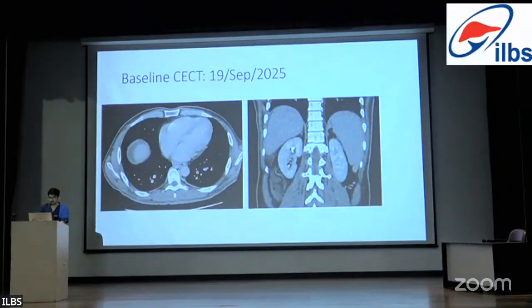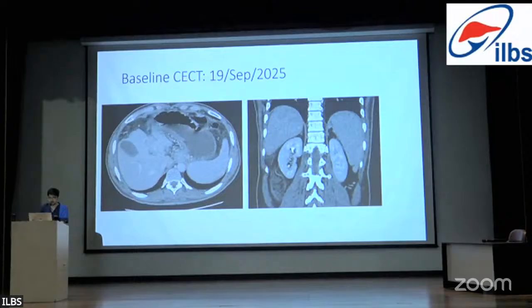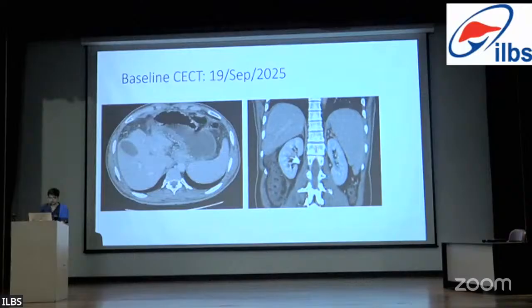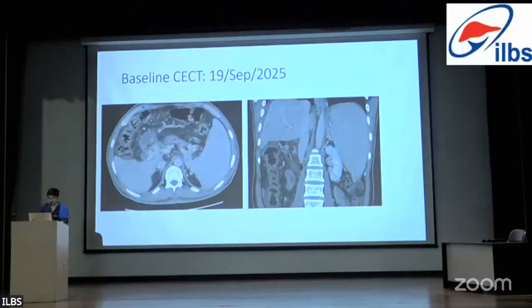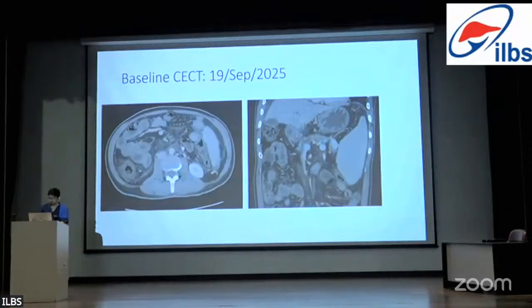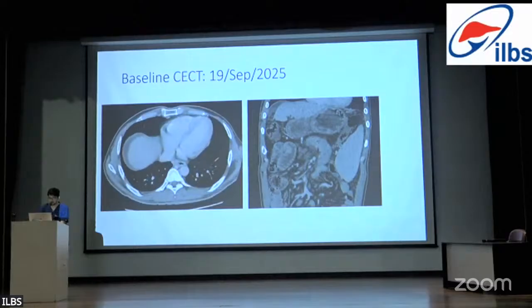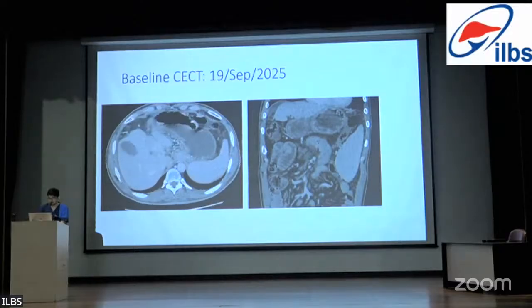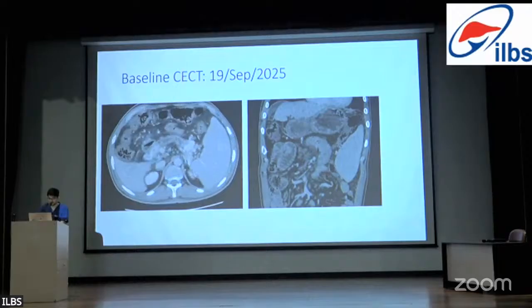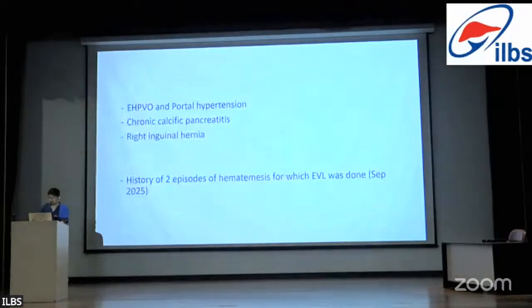This is the baseline CECT on September. In this, we can see that the portal vein is completely replaced by a cavernoma, and there is splenomegaly. And these are the coronals showing the same, that there is formation of portal cavernoma and splenomegaly with minimal IPRD, which was suggestive of EHPV. There was also chronic calcific pancreatitis. We can see that the pancreas is atrophic with dilated MPD and parenchymal calcification.